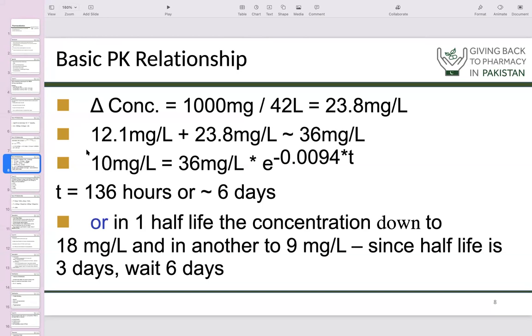If nothing is mentioned, you can straight away take the minimum concentration of that drug which is required to maintain the bactericidal effect. So in this case, 6 days is required to redose. So after the second dose, you have to wait 6 days to redose this patient to maintain the concentration in the therapeutic range.